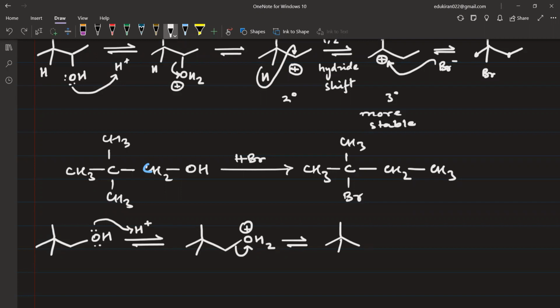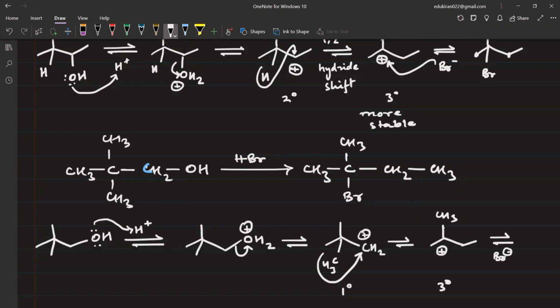Okay, so let me write this carbocation. It is CH2 positive. Now one of the methyl groups, let us say this CH3, attacks and moves to this CH2 carbon, leading to formation of a 3-degree carbocation. So this is what? This is 1 degree and this is 3 degree. Now at last, we have the last step in which the Br will attack. And it forms Br like this.